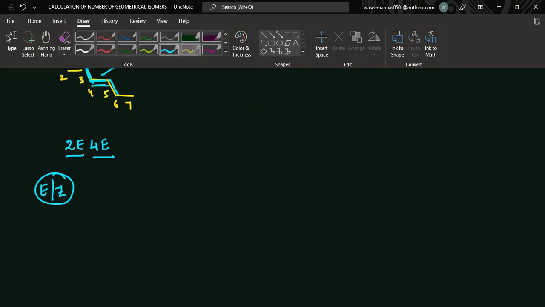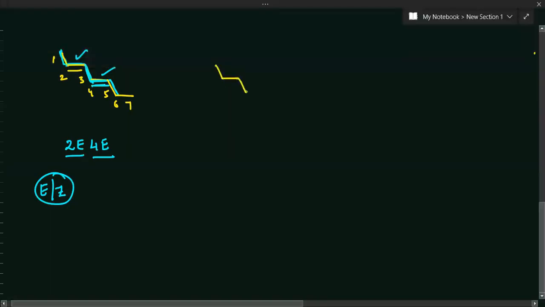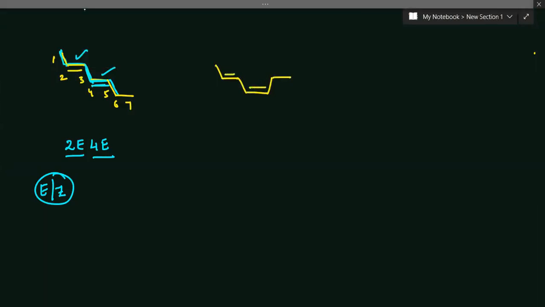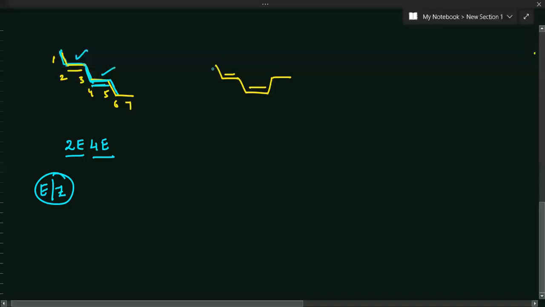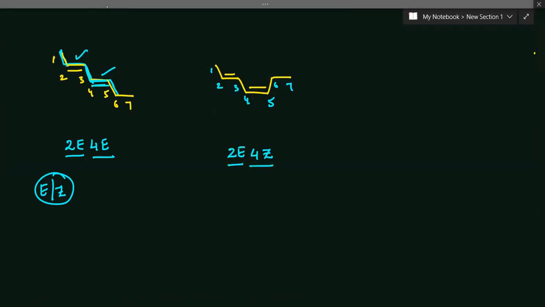And the second way I can represent the molecule is in this way, wherein 1, 2, 3, 4, 5, 6, 7. In the second position, it is a trans, so 2E. In the fourth position, it is a cis, 4Z. So this is called the 2E,4Z form.